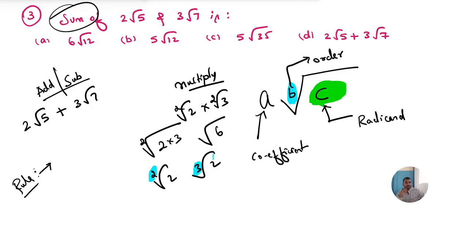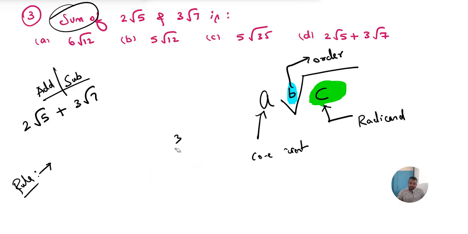Any guess? If you want to add or subtract two surds, then the order and radicand should remain the same. Order and radicand should remain the same. For an example, let me give an example here.